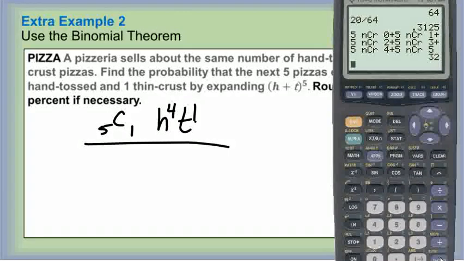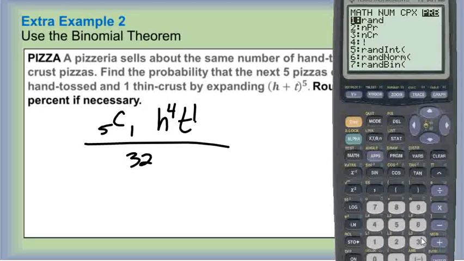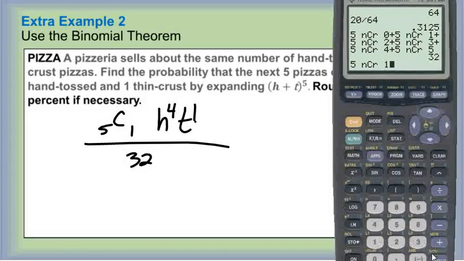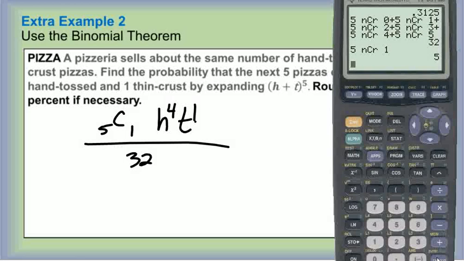So now the denominator is 32, but let's do math 5 choose 1. So 5 math choose 1, and that gives us 5. So I'm just going to put a 5 here. So 5 divided by 32 gives us 0.156. If I multiply that by 100, to the nearest percent we would have 16%, so roughly 16%.